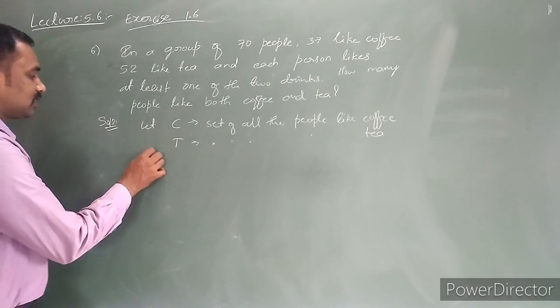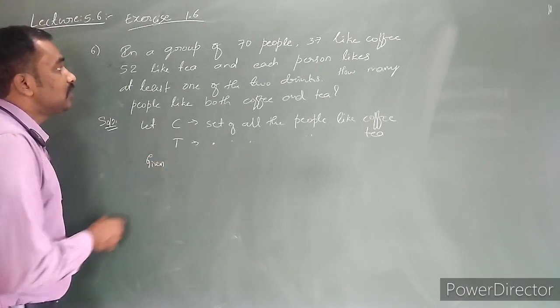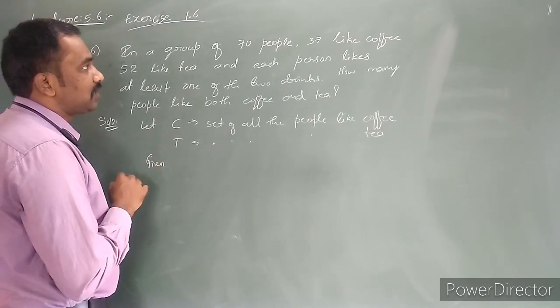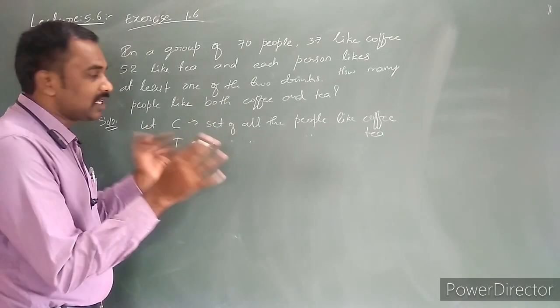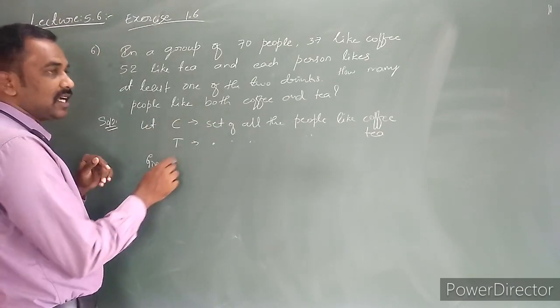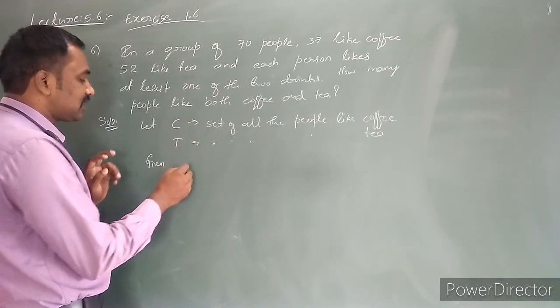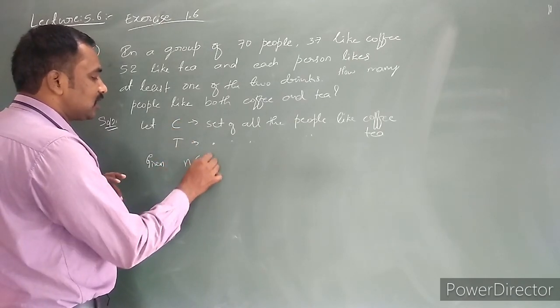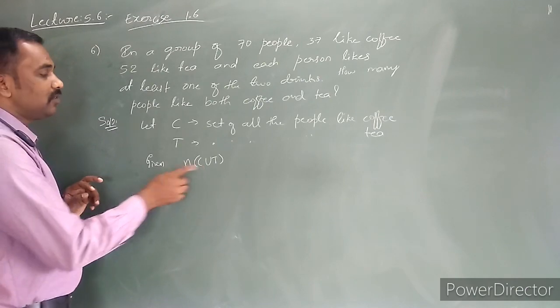They are given. Next, what is the given thing? Given in a group of 70 people, particularly one group is that 70. That means both C and T. C as well as T. That means can I write that n of C union T? N of C union T.